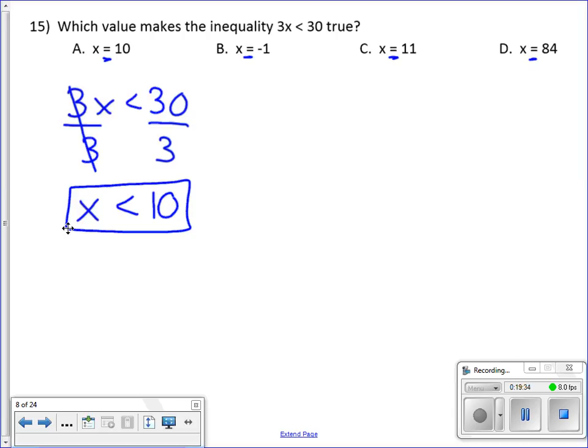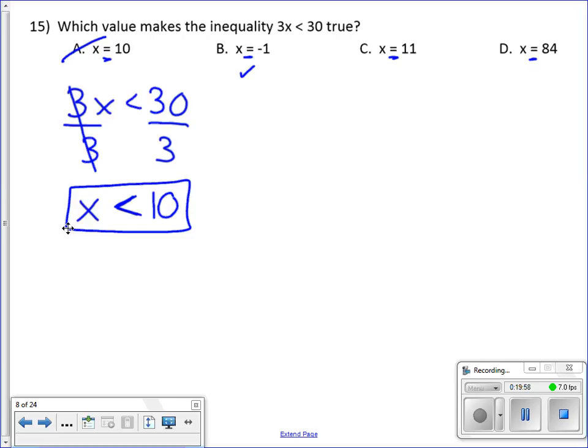So x has to be equal to what then? Can it equal 10? No, because we clearly said right here that x is less than 10. So it cannot equal 10. This one's out. Can it equal negative 1? Well, is negative 1 less than 10? It is. So this one I like. I'm going to put a little check mark here.